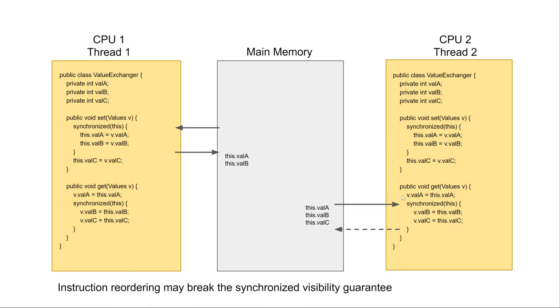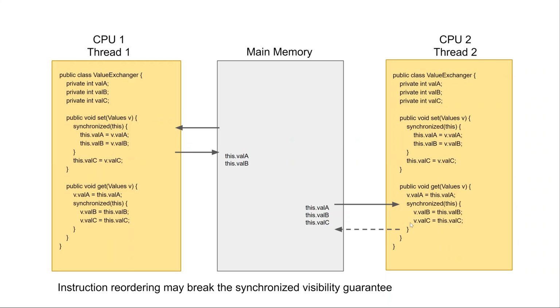Similarly, when we are reading val A here, this dot val A may not yet have been refreshed from main memory. So this could be an old value that we are reading from val A, right? Whereas when we enter this synchronized block here, then we are refreshing the values of val A, B, and C from main memory. And thus down here we are assigning the correct values to val B and val C, but val A could actually be assigning a wrong value.